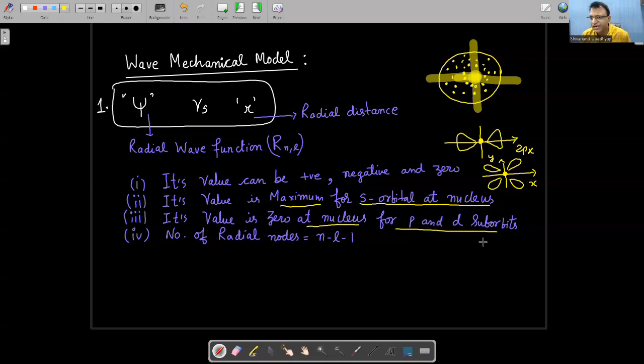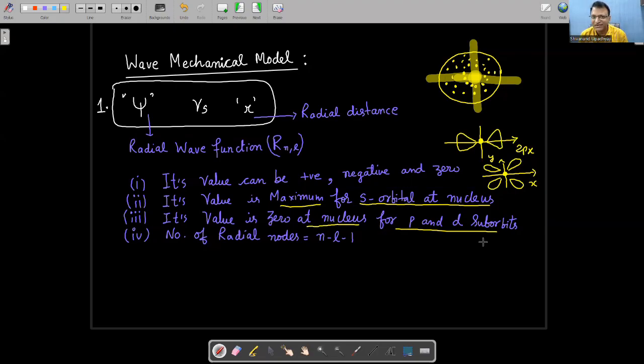What is the number of radial nodes? Radial nodes are away from the nucleus. When we are moving away from the nucleus, a radial node or spherical node is a spherical shell, meaning a spherical space where the probability of finding the electron is 0. So the number of radial nodes is equal to n minus l minus 1.